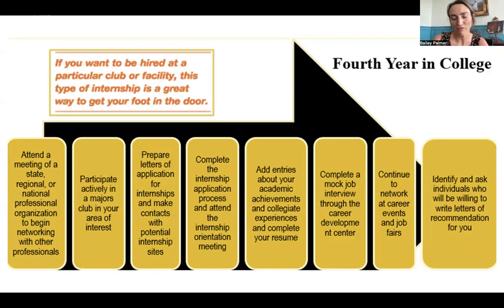Complete a mock job interview or interviews for graduate program. Continue to network, and then yeah, that's kind of it. Again, just make sure you're on track for graduation and make sure your resume is up to par. You can kind of read through those in more detail if you would like to.